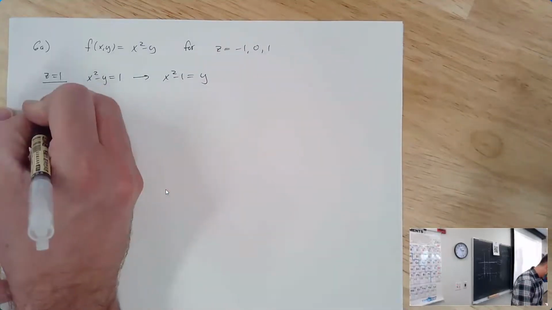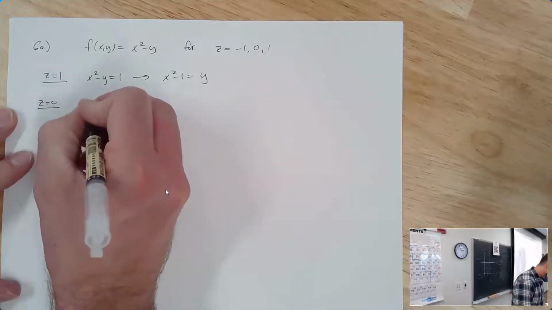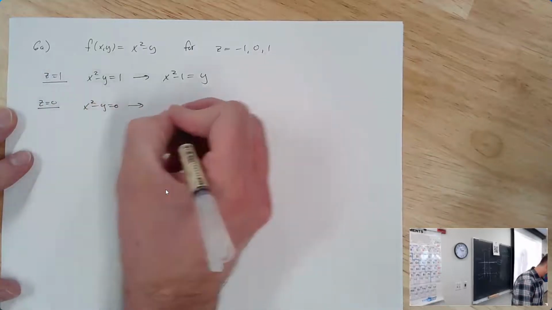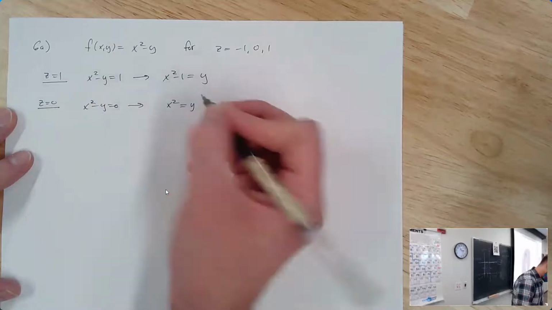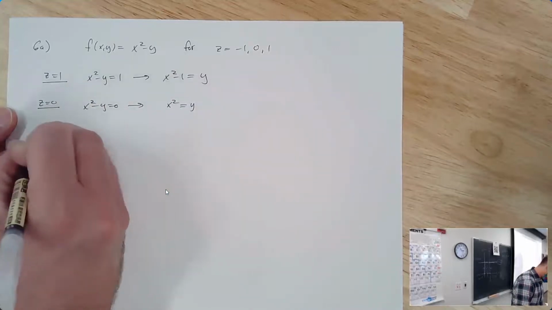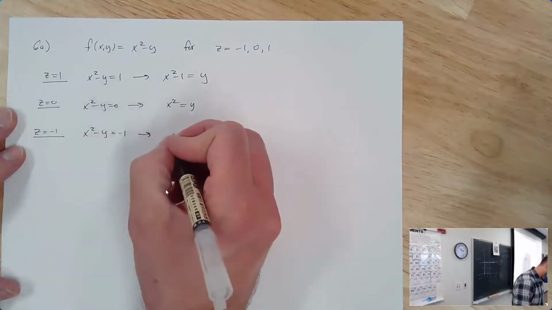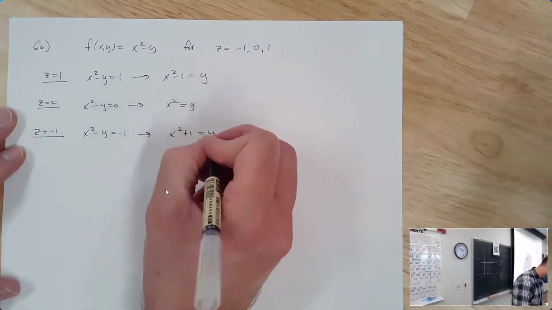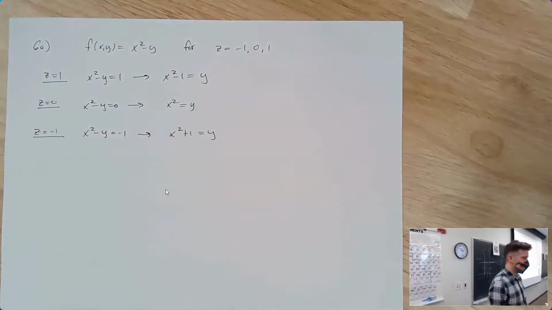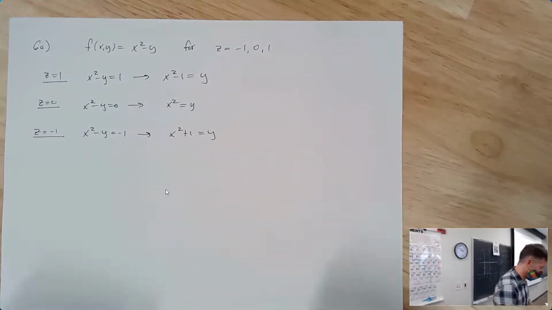And for z equal to 0, x squared minus y equals 0 is going to become y equal to x squared. Great. For z equal to -1, x squared minus y equals -1. So we're going to get x squared plus 1 equal to y. Well, good. I can graph those parabolas relatively decently.